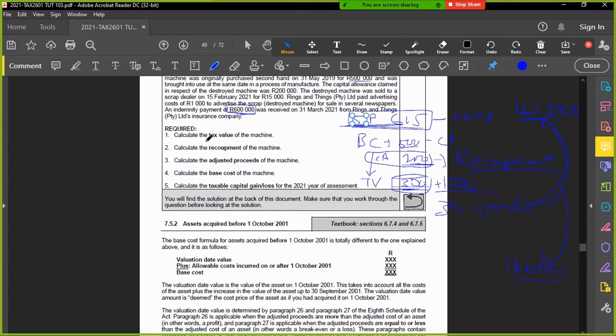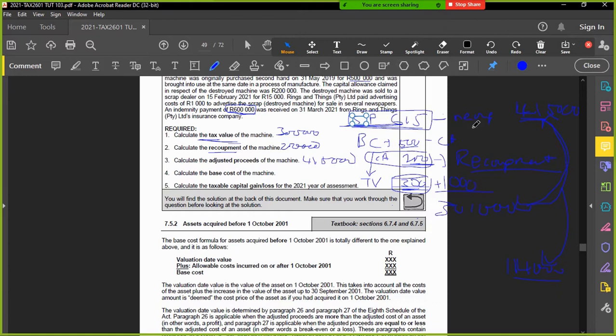Okay. All right. So tax value. What's our tax value here? Tax value here was 300,000. Okay. What is the recoupment? We spoke about the recoupment. The recoupment is always limited to the capital allowances, so 200. Do you agree? Yes. Okay. The adjusted proceeds we worked out was 415.